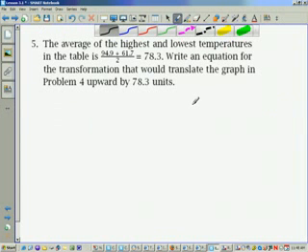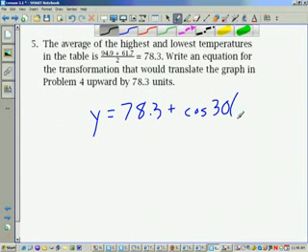The average of the highest and lowest temperatures is 78.3. Write an equation of the transformation that would translate the graph in problem 4 up 78.3 units. So we'll have y equals 78.3 plus cosine of 30 theta minus 7. So that moves it up 78.3. That shrinks it by a factor of 30, and we move it to the right 7.